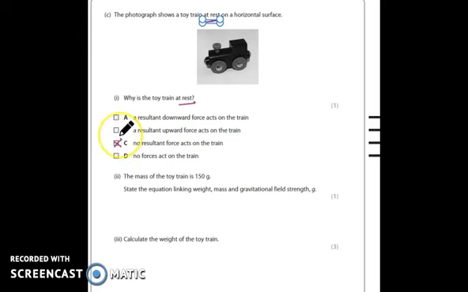There are no resultant forces acting on that train because it is stationary, it is at rest. If a resultant downwards force was acting on the train, this would look very strange because the train would be accelerating downwards into the horizontal surface. B, a resultant upward force, that train would be levitating upwards. Or D, no forces were acting on the train. We know this is untrue because that train has got weight, it's got a reaction force.